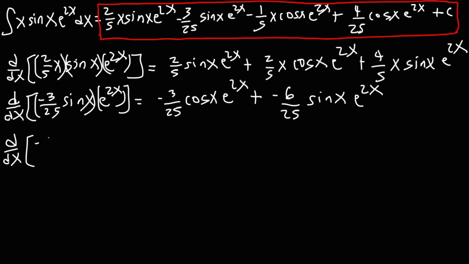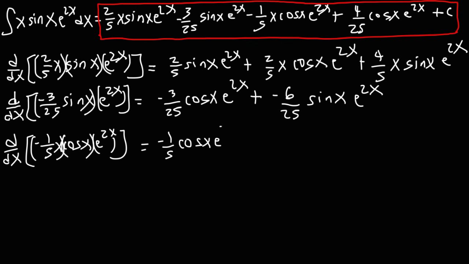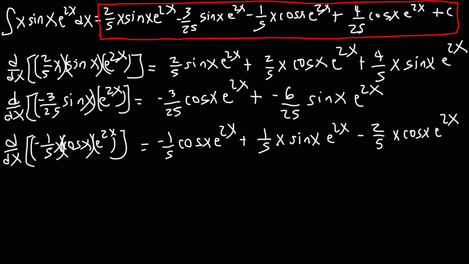Now, moving on to the next term. The next one is going to be negative 1 over 5 x cosine x e to the 2x. So we have a three product term expression. The derivative of negative 1 over 5x is just negative 1 over 5. And then we're going to have cosine times e to the 2x. The derivative of cosine is negative sine, so this is going to be positive 1 over 5x sine x e to the 2x. And the derivative of e to the 2x is the same thing times 2. So it's going to be negative 2 over 5x cosine x e to the 2x.